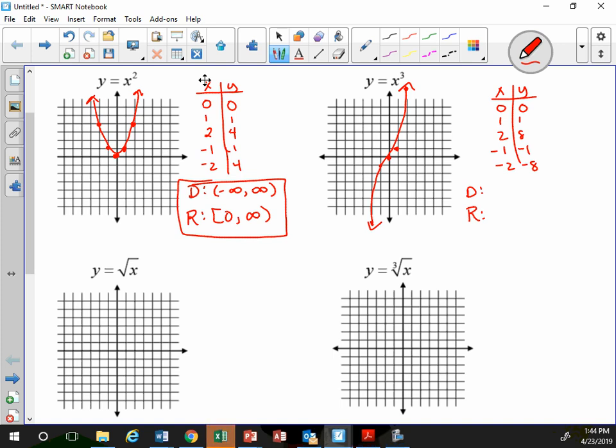All right, domain and range of this guy. Both going to be negative infinity to infinity, right? Remember when you're looking at a graph, domain is from the left to the right, range is from the bottom to the top. Okay.